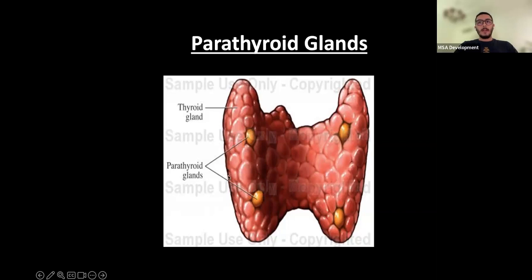The two superior glands are called parathyroid 4. Why? Because they arise from the fourth pharyngeal pouch. The two inferior parathyroid glands, along with the thymus, arise from the third pharyngeal pouch, hence called parathyroid 3. So the superior comes from the fourth, parathyroid 4, inferior comes from the third, hence called parathyroid 3. And the major blood supply to the parathyroid glands is the inferior thyroid artery, which comes from the thyrocervical trunk.